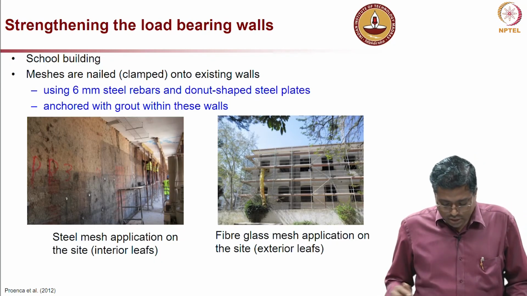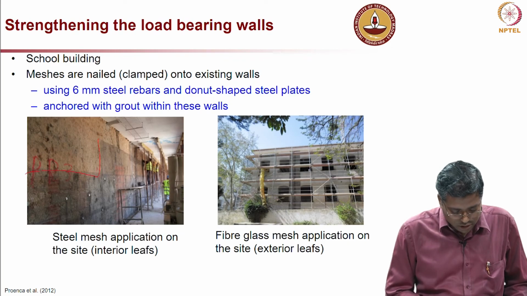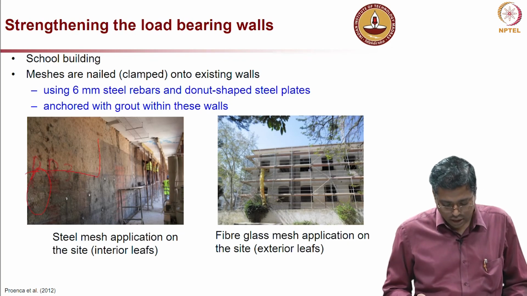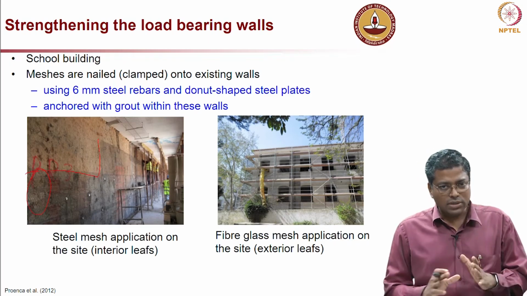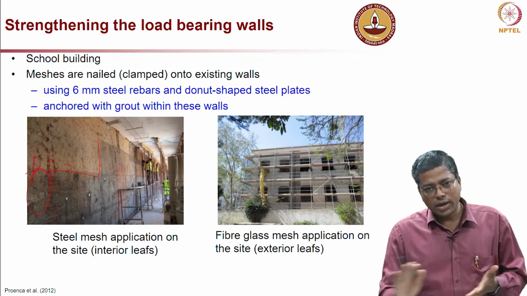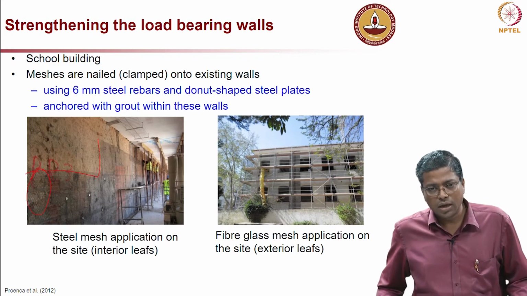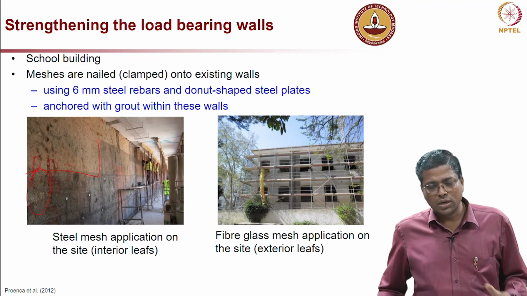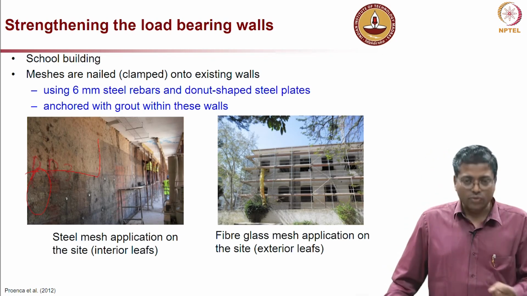Now, other examples, this is a school building where you can see here the mesh is provided. You can see the mesh structure there. So, the wall performance can be enhanced by providing a mesh, which can be affixed to the existing wall by using some sort of nailing system or some sort of anchoring.